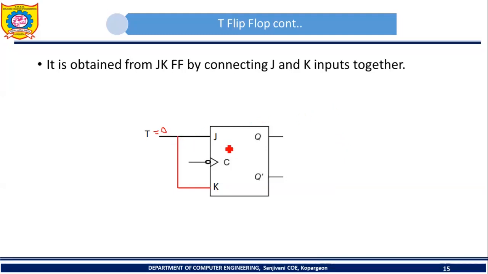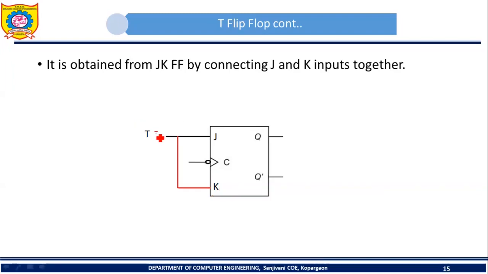See, if T is 0, what will be the value of J? J will be 0 and K will also be 0, because this 0 we have applied to the J input as well as to the K input. So J and K both will be 0 0. In case of a JK flip-flop we discussed 4 cases: J and K both 0 0, then J is 0 and K is 1, J is 1 and K is 0, and J and K both 1 1. I hope you remember that JK flip-flop. In case of a JK flip-flop, if both inputs are 0 0, what change is going to happen in the output? No change. The output will remain as it is. So this is expected in a T flip-flop, right? So it is correct.